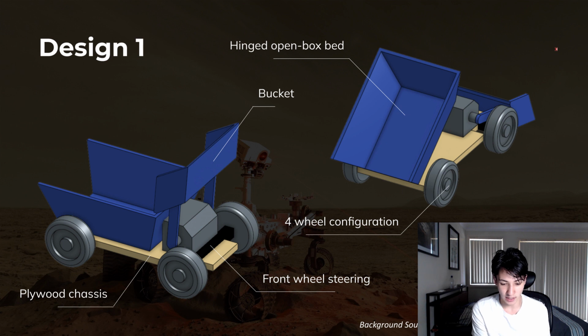However, this design lacks in innovation and is also limited by its earth-centered design. The open box may cause material to fall out while being transported across bumpy terrain, and the use of a 4-wheel system may limit the rover's maneuverability on Mars' surface.